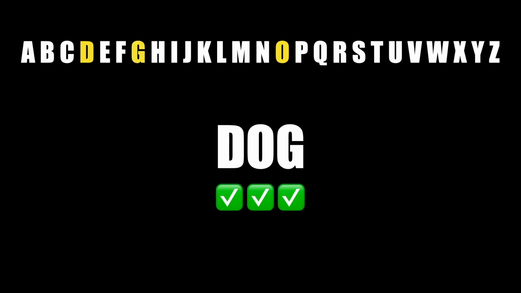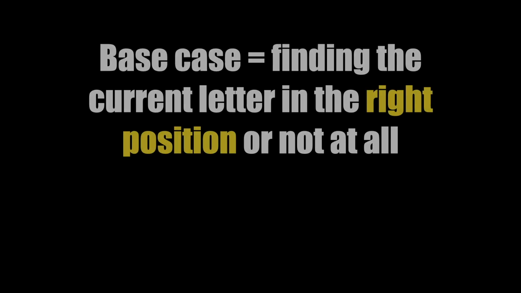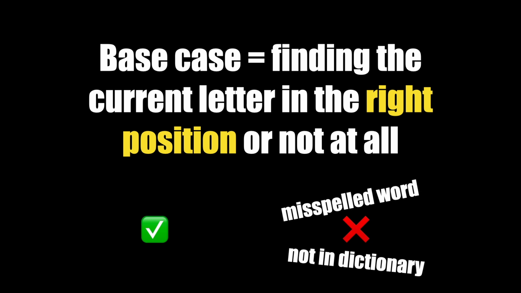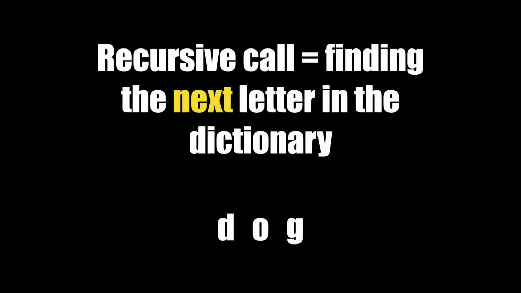D, O, G. In this example, the base case is finding the current letter in the right position in the dictionary or not finding the letter. Maybe we've spelled the word wrong or it isn't in our copy of the dictionary. And the recursive call is finding the next letter in the dictionary. Let's look at another example.